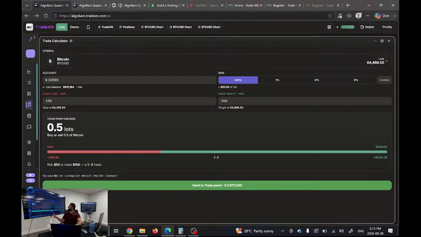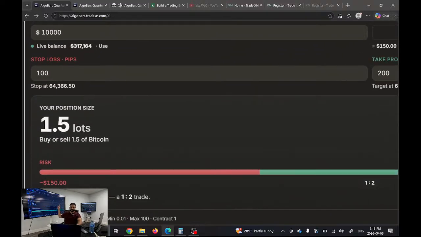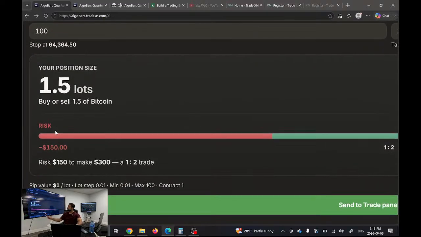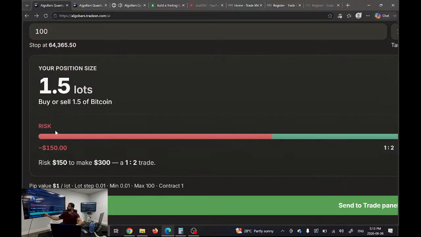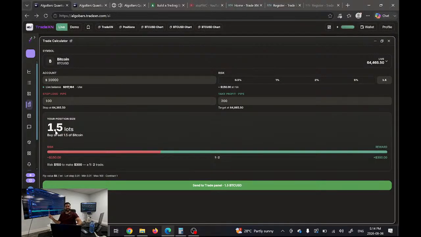Now let's enter a custom amount. Let's say I want to do 1.5% risk. Okay, I just entered 1.5% risk. Now you can see 1.5 lots, risking $150 to make $300. And I say, okay, that sounds good.